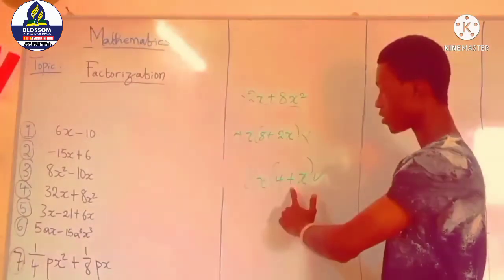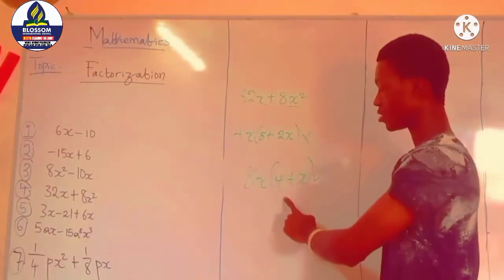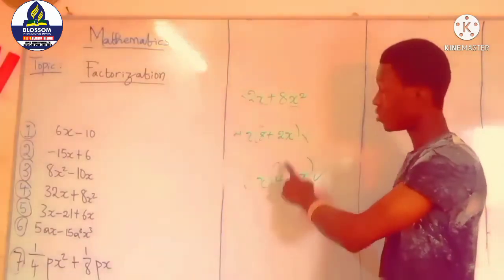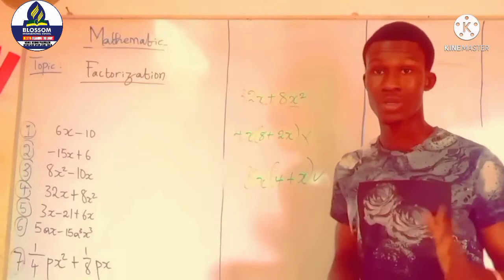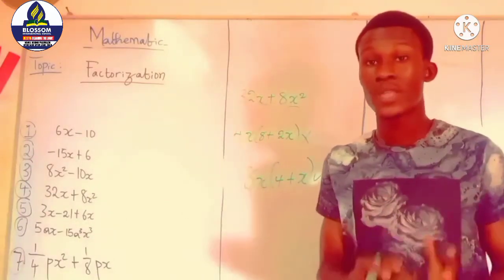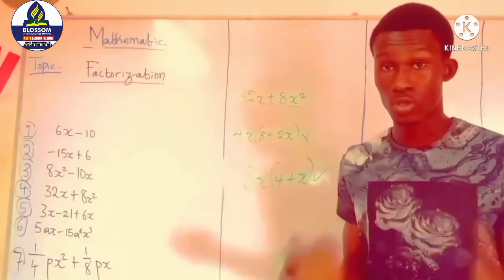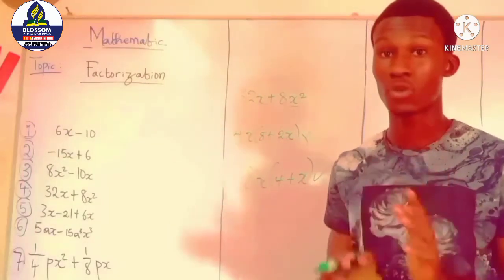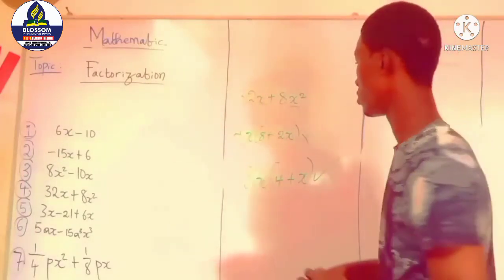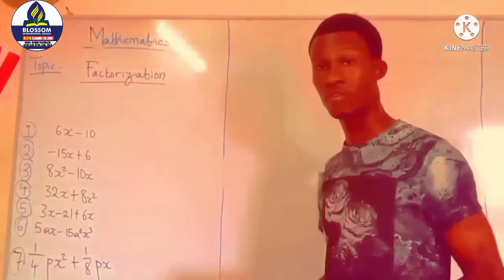But what makes this correct and makes this wrong is that this has been simplified to the lowest, but this has not been. So the truth is this: try to make sure that you bring out what is common in the values given to you in the question, and make sure that it is simplified to the lowest. Then you have gotten a clean factorization. Now over to the number 5 question.